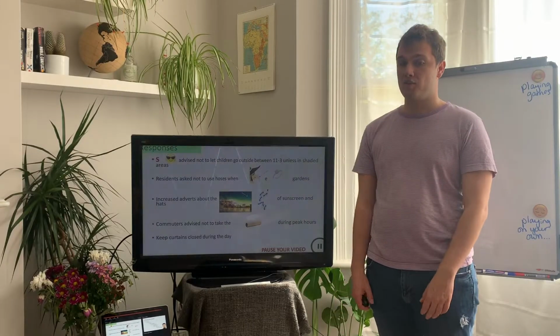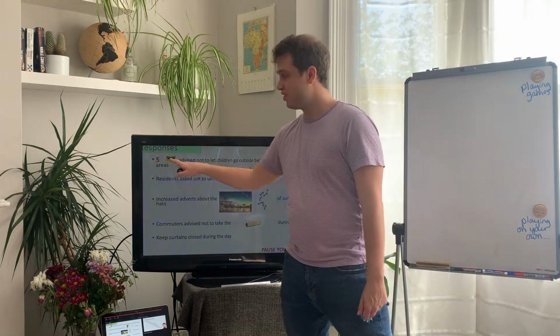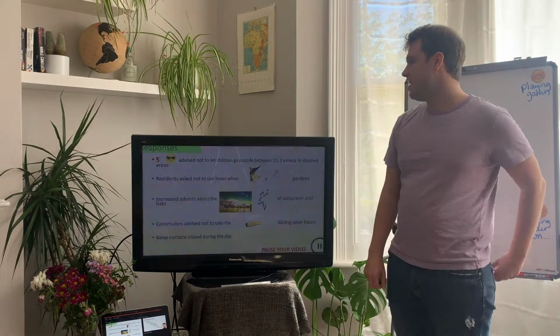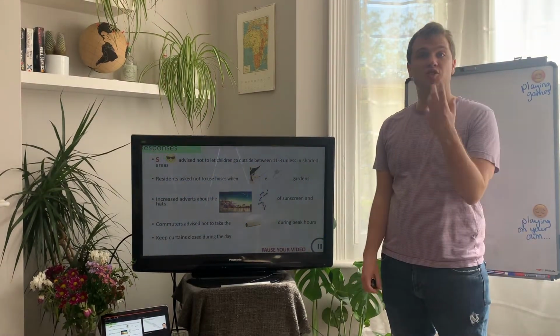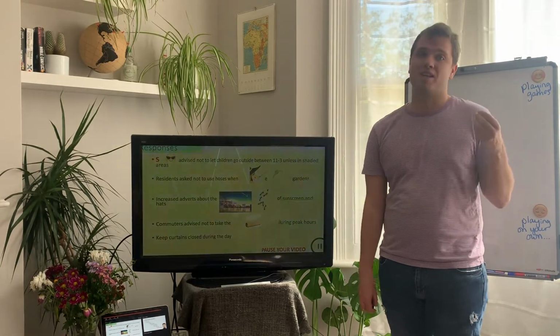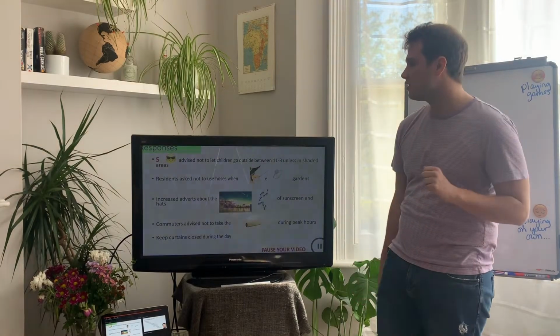Okay, I'm sure you managed to get all of these. So our first one is schools, advised not to let children go outside between 11 and 3 unless in shaded areas. So schools were told not to let children go outside. So during lunchtime, you might remember, you were told that you had to be in the shade. You couldn't just go sit in the middle of the field and sunbathe. Not that you all listened to that.